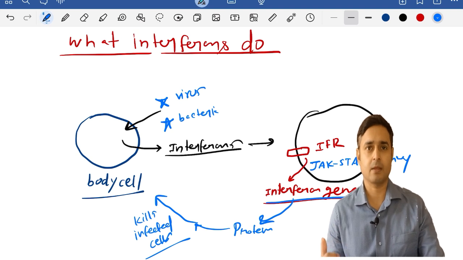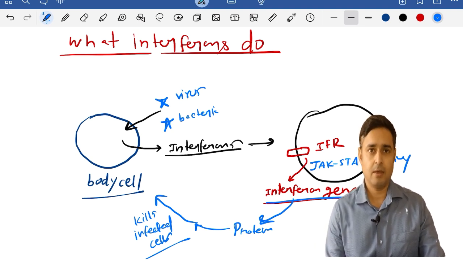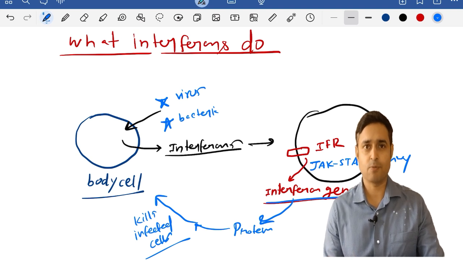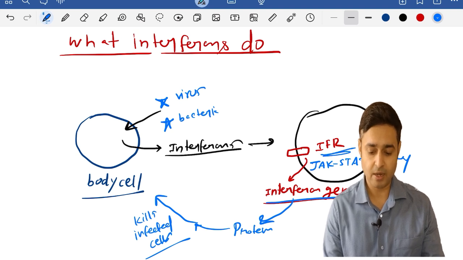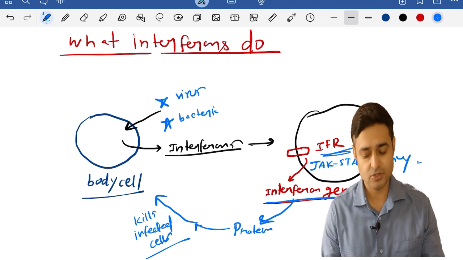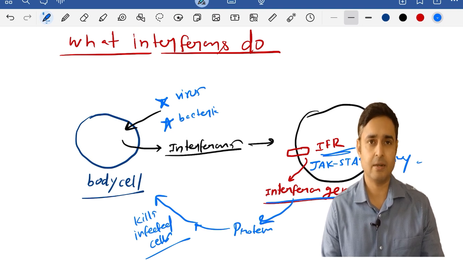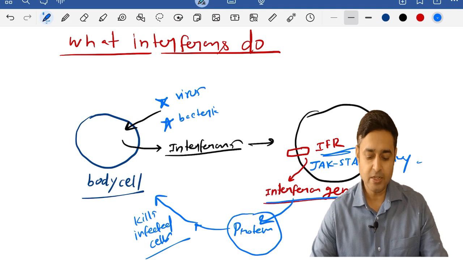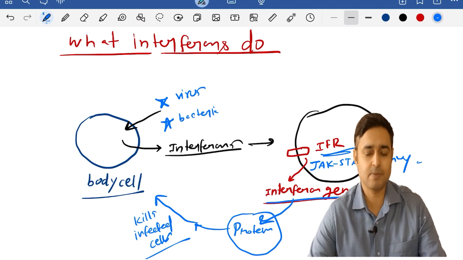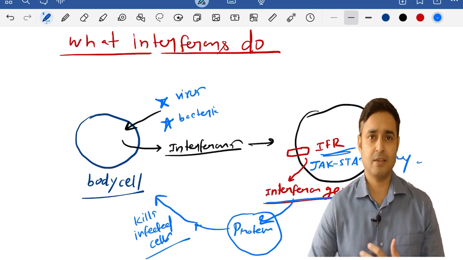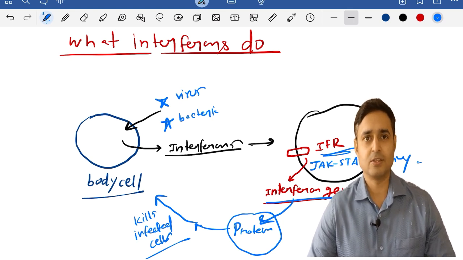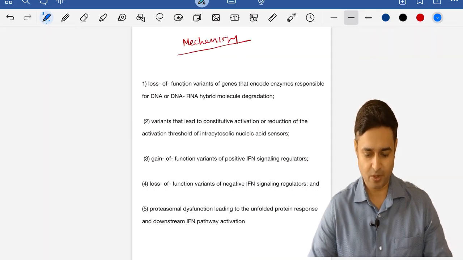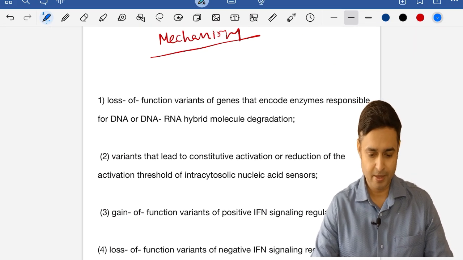Let's revise once more. This is basically the mechanism of safety. When a body cell is infected with a virus or bacteria, it produces interferon. Interferon attaches to the interferon receptor and acts via the JAK-STAT pathway, producing interferon genes. These genes produce a protein that kills infected cells. So this is basically a defense mechanism. Any alteration in this mechanism, or overdose of it, causes diseases called type 1 interferonopathies. We'll discuss them later.